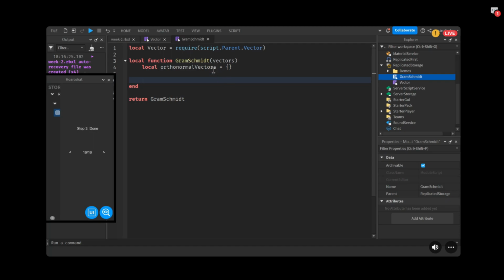All right. So our first step in the process was we just take the first vector and normalize it. It's kind of like free. So the first orthonormal vector is we're just going to take the first one and make it unit length.